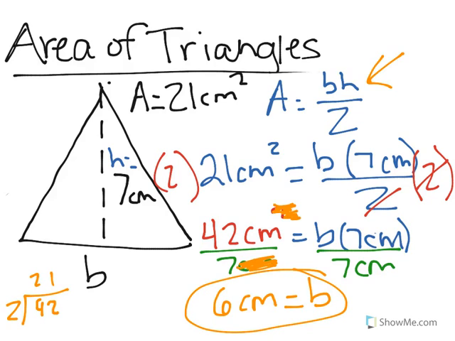Now you know how to come up with a formula for area of a triangle. You know how to find the area of a triangle. And you also know how to find the missing dimension of a triangle.